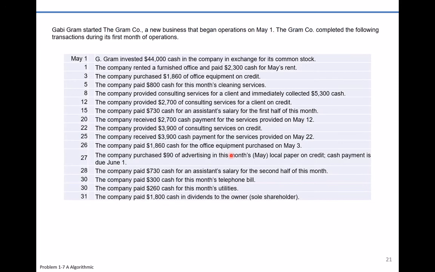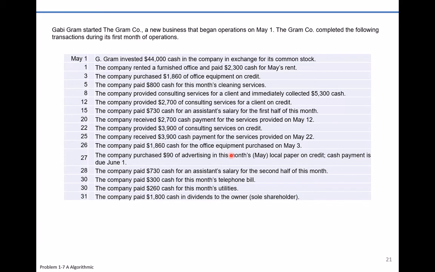Well, hi everyone. This is Chapter 1, Introducing Financial Statements. We're taking a look today at the alternate version of Problem 1-7, 1-7A, and we're looking at Part 1 and 2 initially.